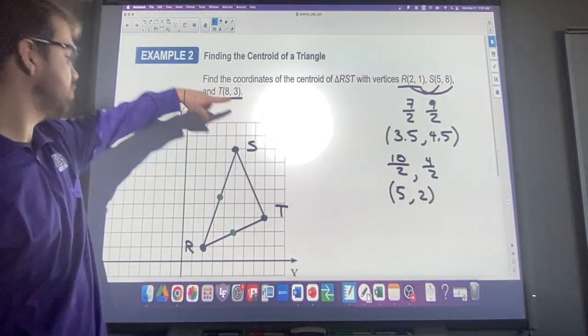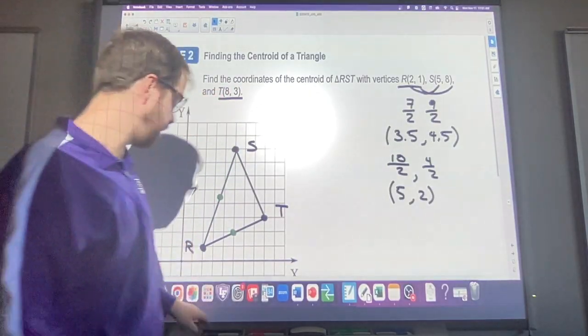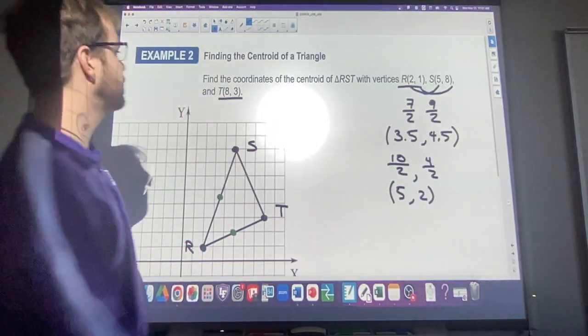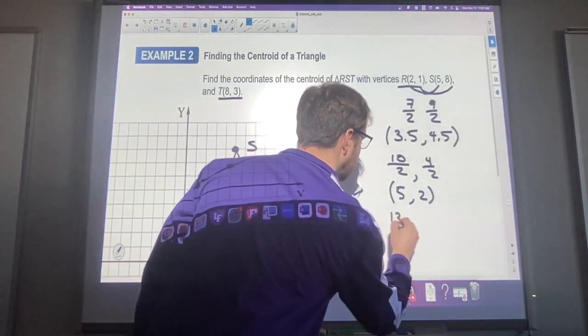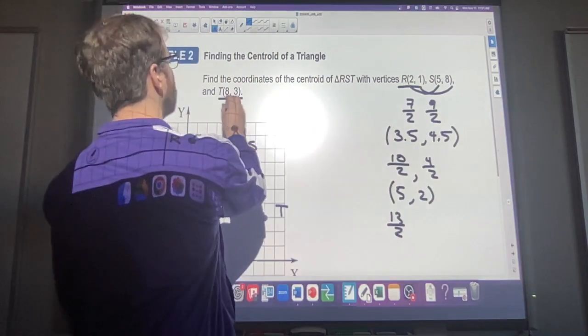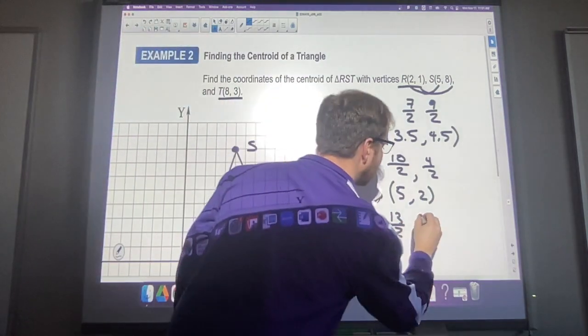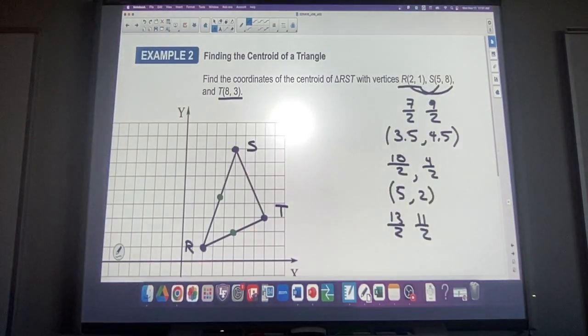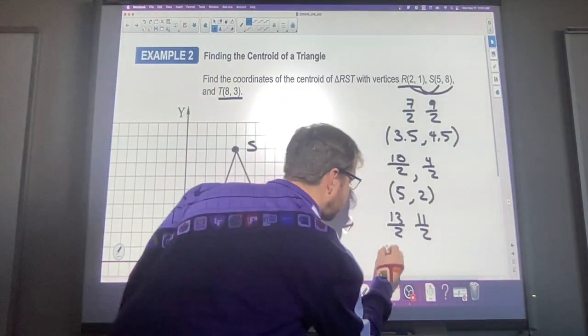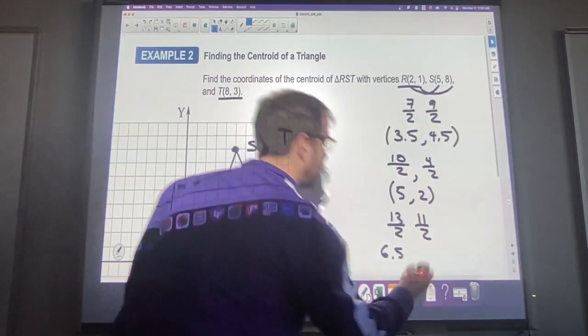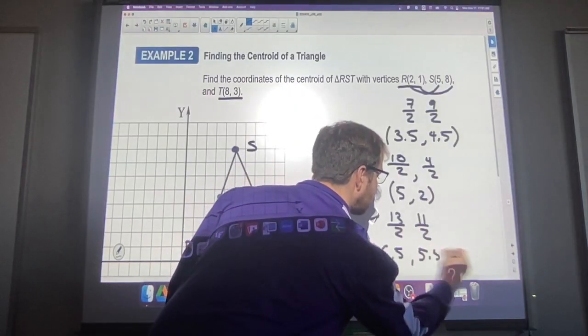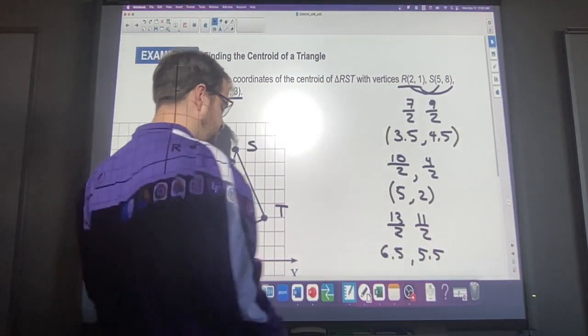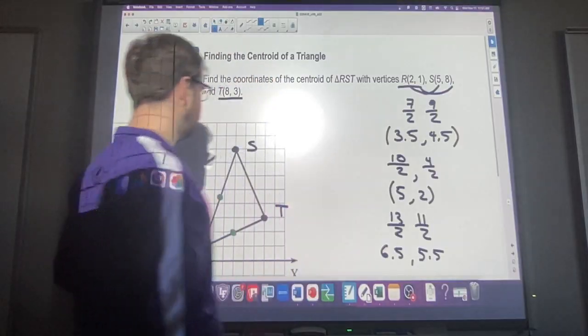All right, for my last one, we've got S to T. So for S to T, we're going to add them together. 5 plus 8 is 13 over 2. And then 3 plus 8 is 11 over 2. So we're going to end up with fractions again. 13 divided by 2 is 6.5. And 11 divided by 2 is 5.5. And you could count spaces. They're decimals, so it might be faster to do it this way.